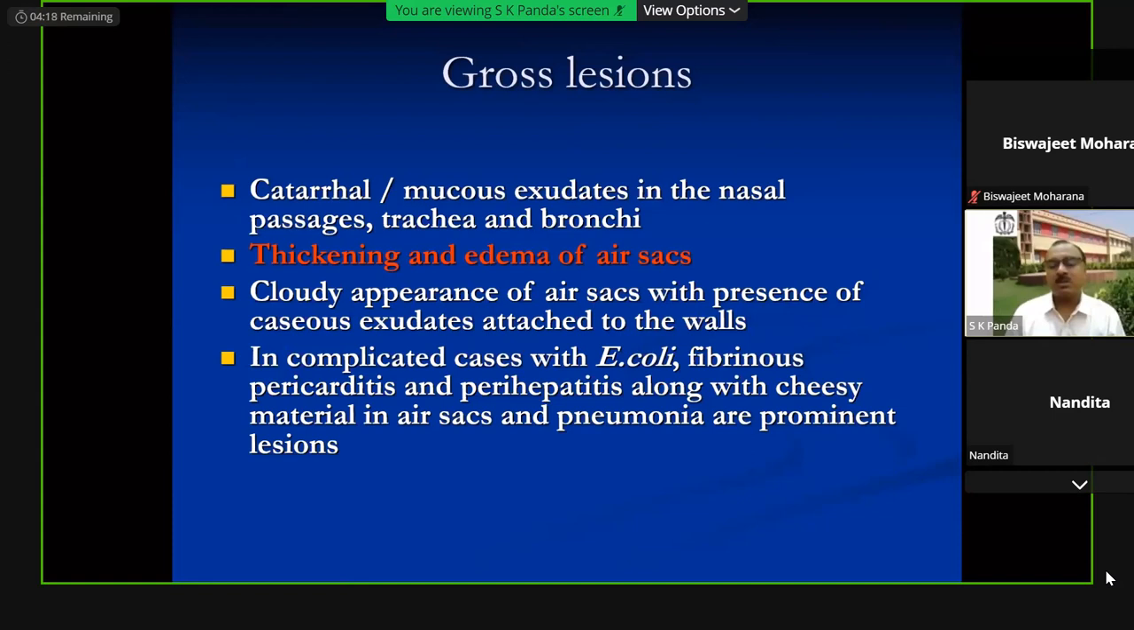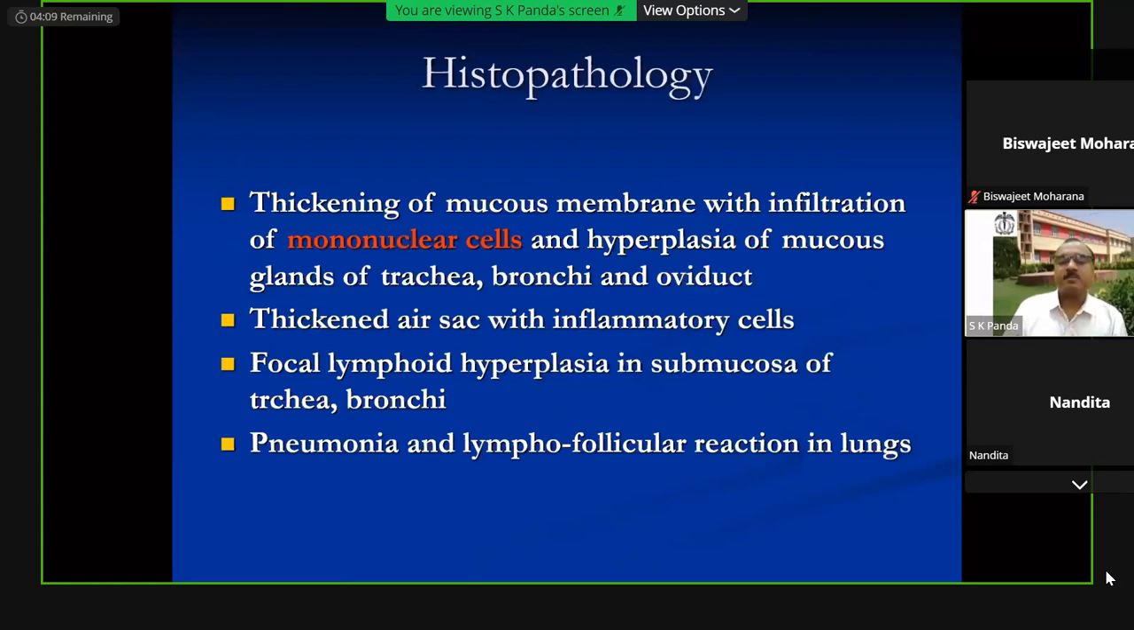So if you see only E. coli, you may not control, you may not treat. But if you see that there is a mixed infection of E. coli and mycoplasma, treatment will be different. Histopathologically, you will find mononuclear cells and hyperplasia of the mucous glands of trachea, bronchi and oviduct, thickened air sac with inflammatory cells, pneumonia, and a lymphofollicular reaction in the lungs.